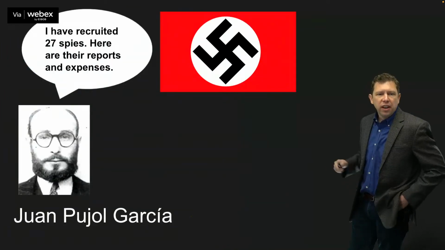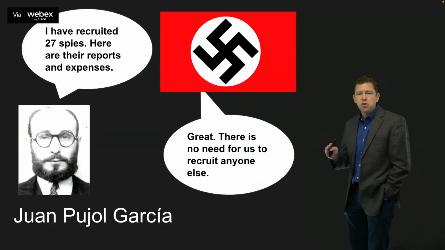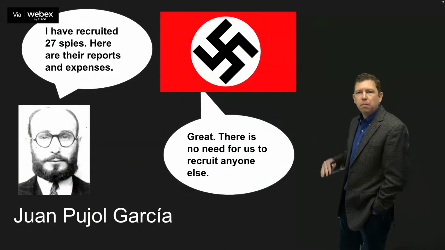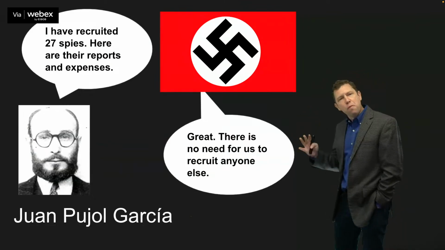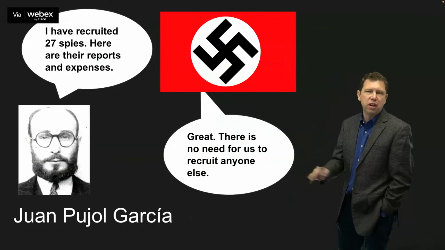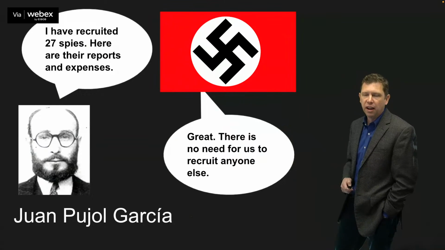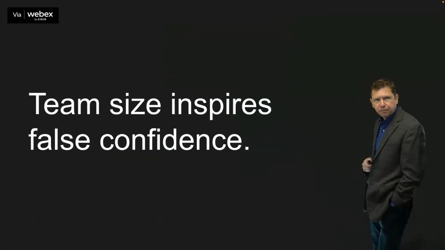Okay? So I've recruited 27 spies. Here are their expense reports. And the Nazis are like, great, there's no need for us to recruit anyone else. Pujo's organization was so big in the Nazis' mind, and he was delivering so much information, that there's no need for us to get other spies and send them to Britain. We've got 27 agents there on the ground doing stuff for us.